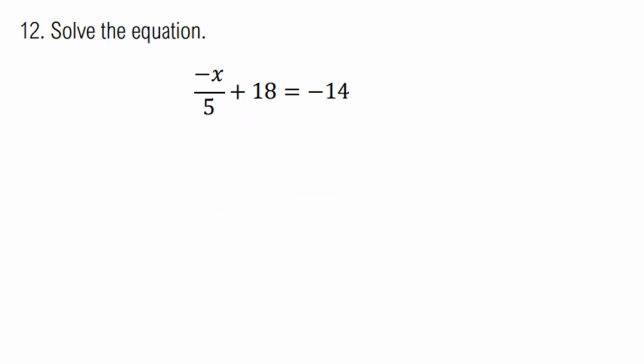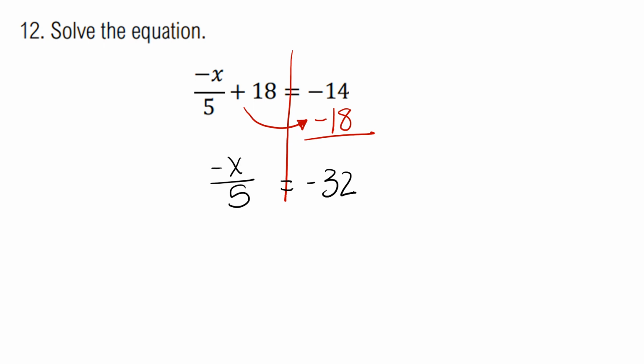Number 12, solve the equation negative x over 5 plus 18 equals negative 14. So we start by combining our like terms. Positive 18 and negative 14 are on opposite sides, so we do the opposite operation. Instead of a plus 18, we move it away from the variable, making it a minus 18. Negative 14 minus 18 gives us an answer of negative 32. The negative x over 5 stays the same.